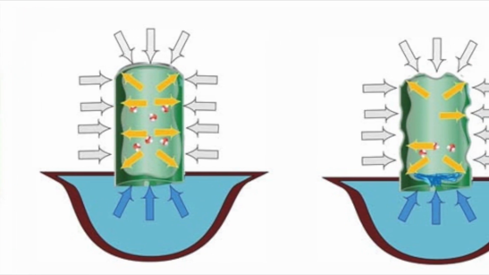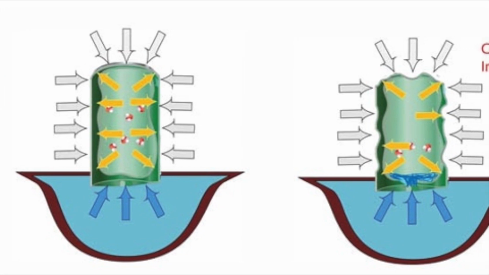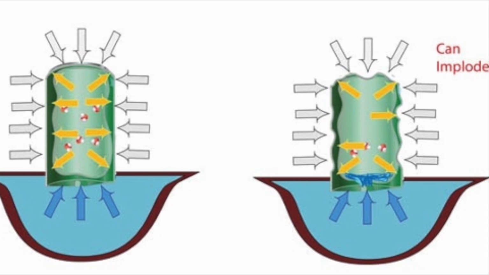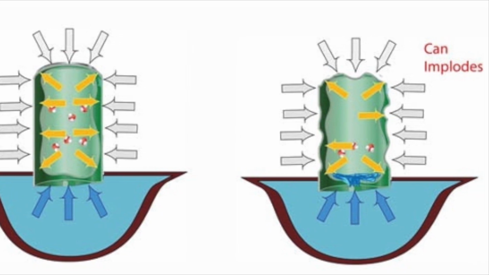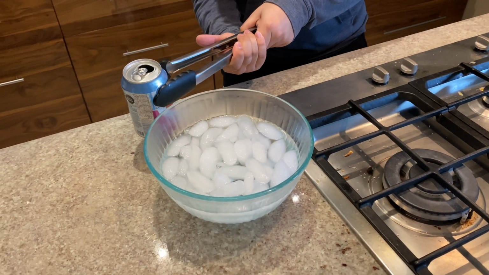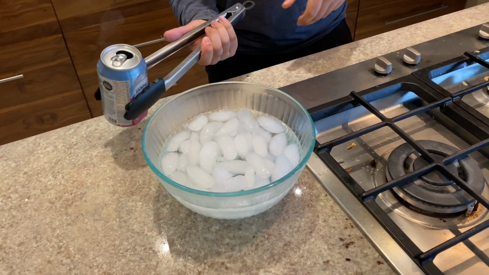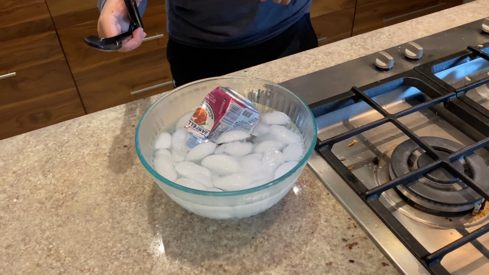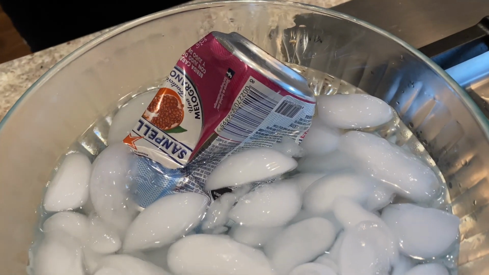In this experiment, we can see a can with water in it, which when heated creates water vapor, and when this can is placed in a bowl with really cold water, this vapor starts to cool down, and when it escapes, it contracts. By doing so, the can contracts itself, creating this effect of implosion.